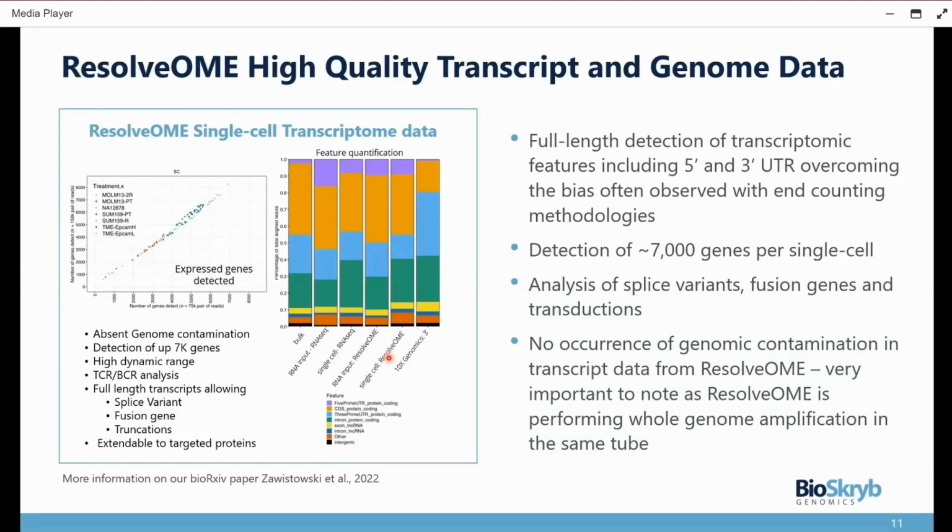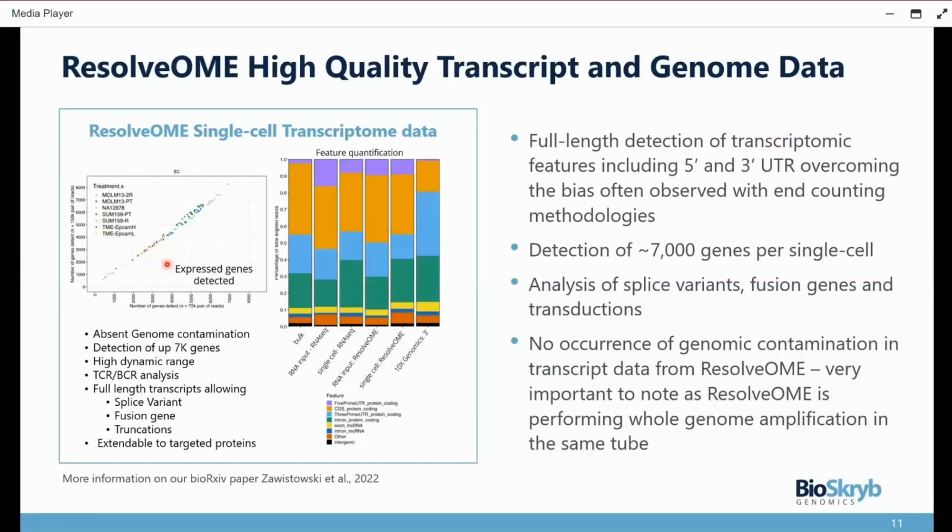The second thing to note is that we are detecting around 7,000 genes per single cell. It means that we're detecting a lot more information than is possible using droplet-based methods. And we're able to analyze splice variants, fusion genes, and transductions.